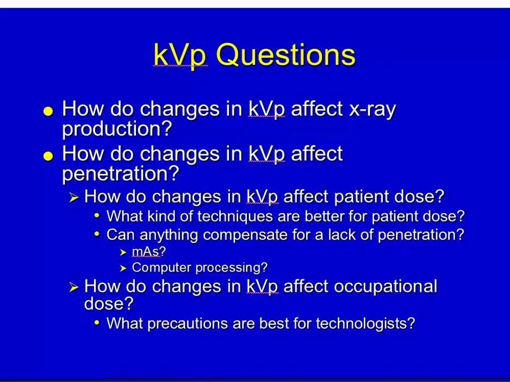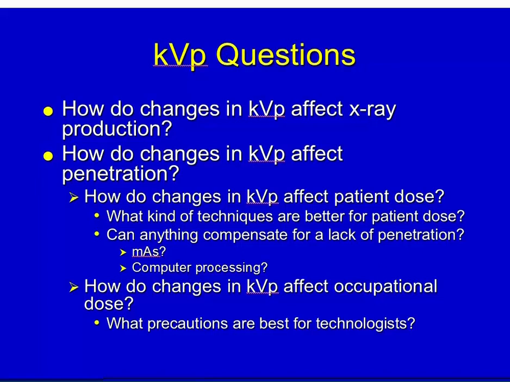So in the last recording yesterday, we were talking about kVp, and we ran through some kVp questions. Those questions being, how do changes in kVp affect X-ray production? How do changes in kVp affect penetration? How do changes in kVp affect patient dose? And if it does affect patient dose, what kind of techniques are better for patient dose?